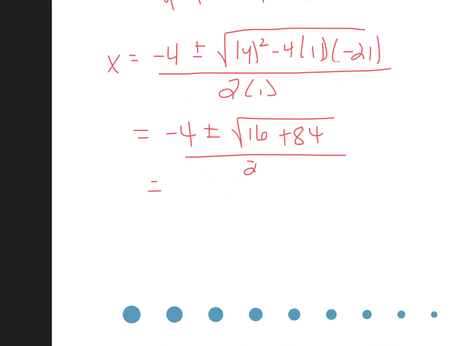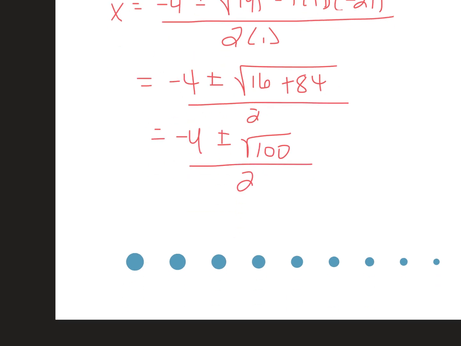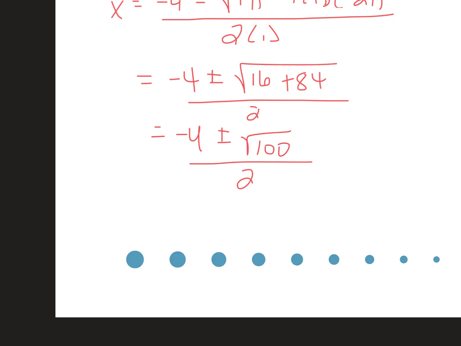So now we're just going to keep simplifying. I have negative 4 on the outside, plus or minus. What is 16 plus 84? It's 100. Okay, so square root of 100 all over 2. Can I simplify any more? Yes. What is the square root of 100? It's 10. So what we have here, guys, we have 2 very simple math problems. I don't have any radicals in my answer because the square root of 100 is 10. It's a perfect square.